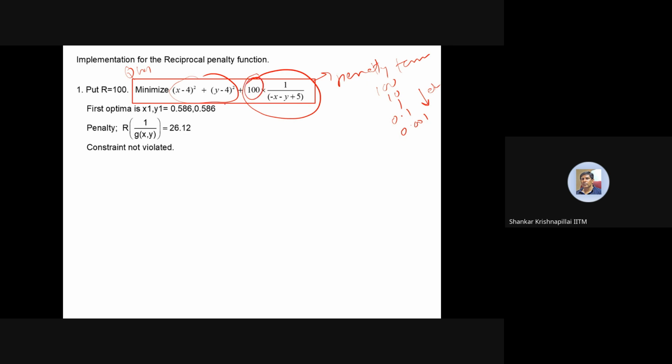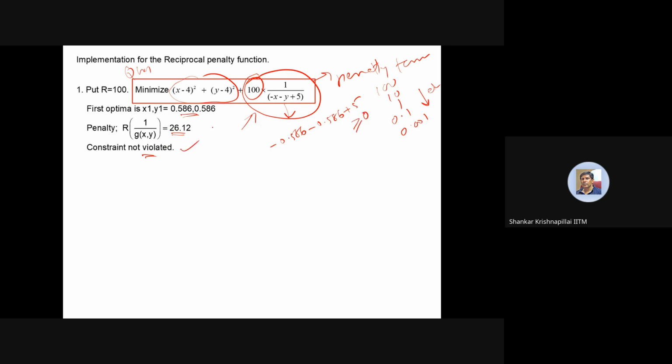First you put r equal to 100, and you can solve this with Cauchy's method or Fletcher-Reeves method or quasi-Newton method. The solution is 0.586, 0.586. The penalty is 26.12 and the constraint is not violated, because minus 0.586 minus 0.586 plus 5 will be greater than or equal to 0.